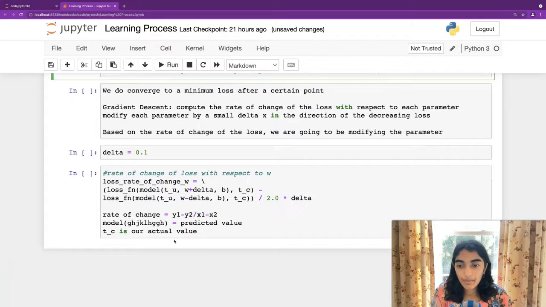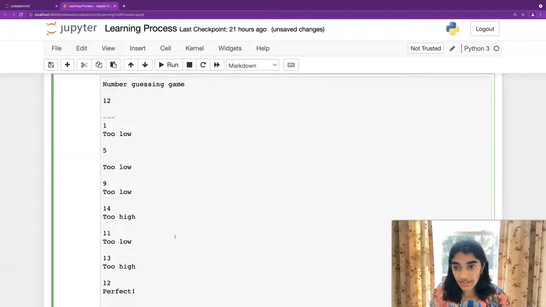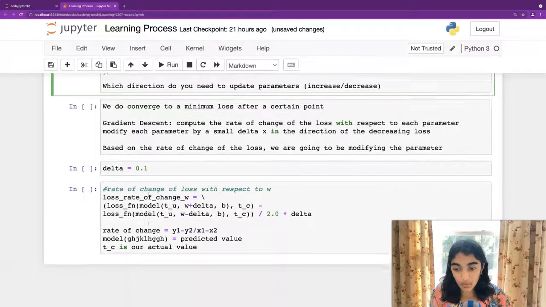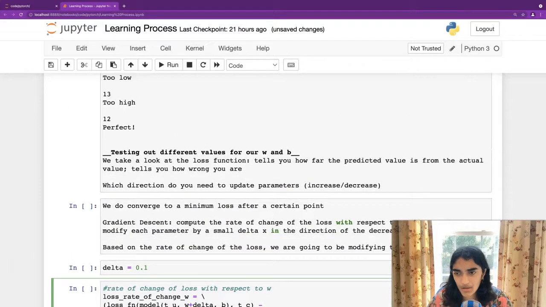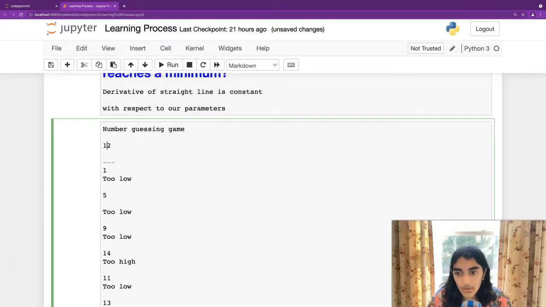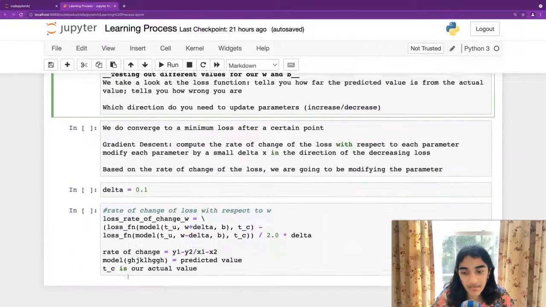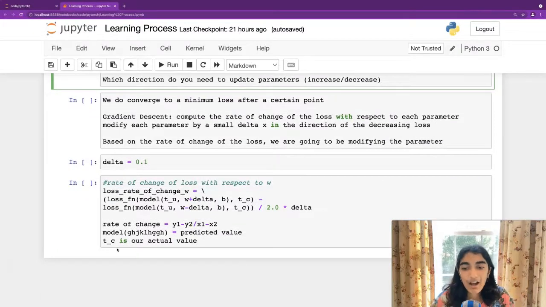So just like we took a look at the difference between these two values, we're taking a look at the rate of change of the loss with respect to W. Actually, it's not similar at all to what we did. Actually, we should have looked at 12, but this is just a regular guessing game, so it doesn't matter. But what we're doing here is we're updating the parameters based on how much the loss is increasing or decreasing, and we want to go in the direction of the decreasing loss.